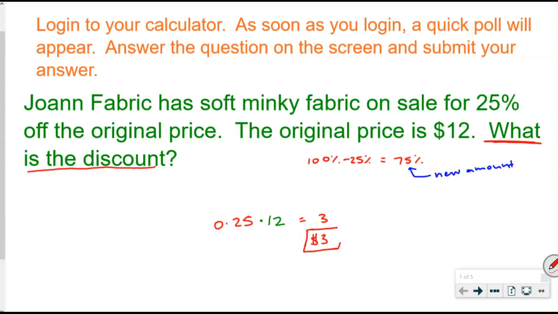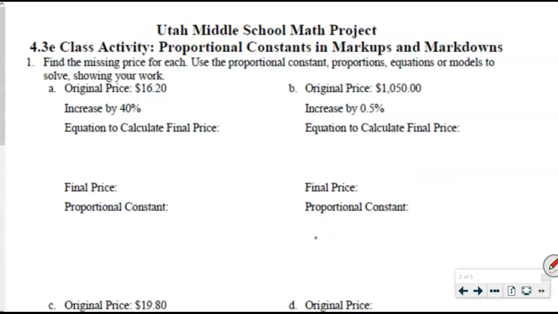So I did catch some of you on that one, not because you don't understand what's going on and how to handle these percents, but just because you weren't paying close enough attention to what the question was asking. So it is really important today that you are paying attention to what the question is asking. We're going to be looking at a bunch of different situations where I give you different pieces of information and you need to understand what to do with that information. So let's get started on 4.3e, proportional constants in markups and markdowns.